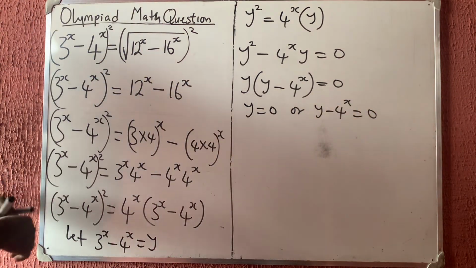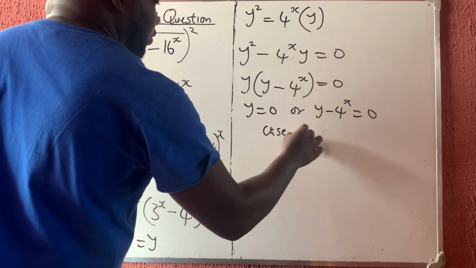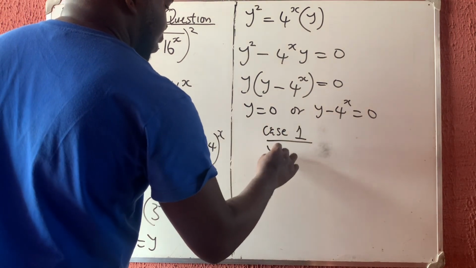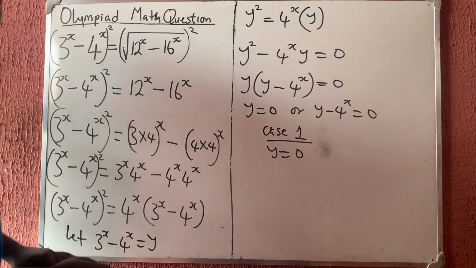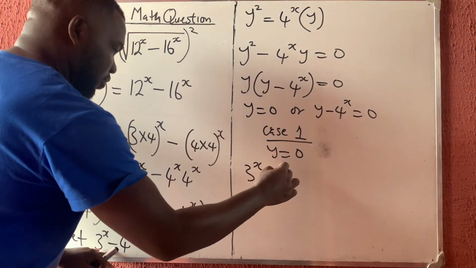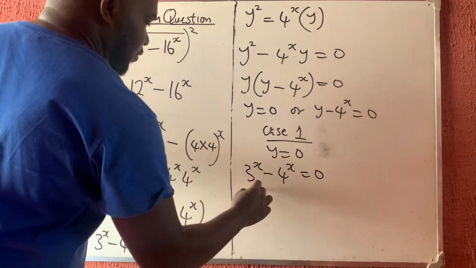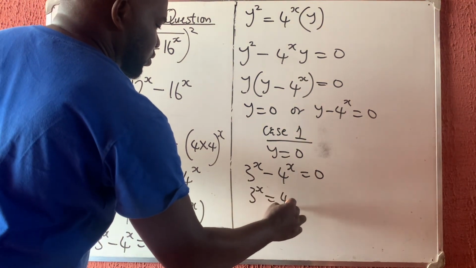Now, we have two cases here, so let us consider the first one, case 1. The first case says that y is equal to 0. Now what is my y? Don't forget what your y is. My y is 3^x − 4^x is equal to 0. So moving this over, I'm going to have 3^x is equal to 4^x.